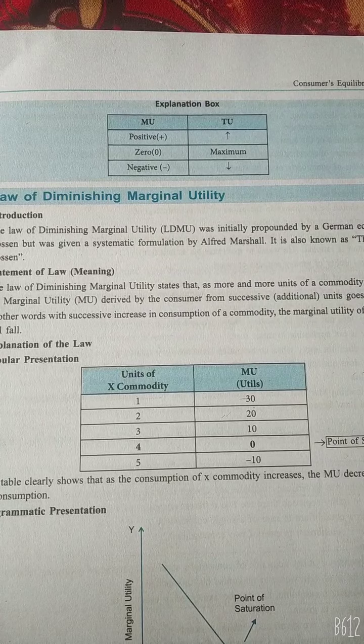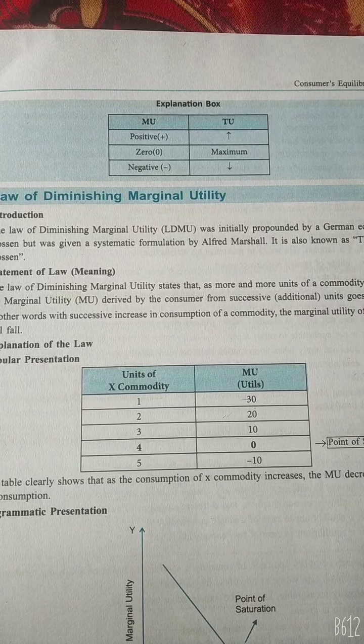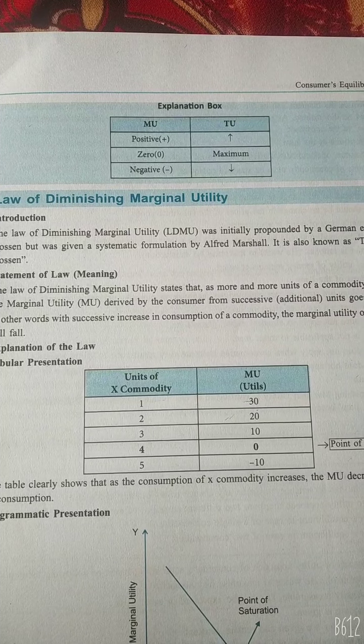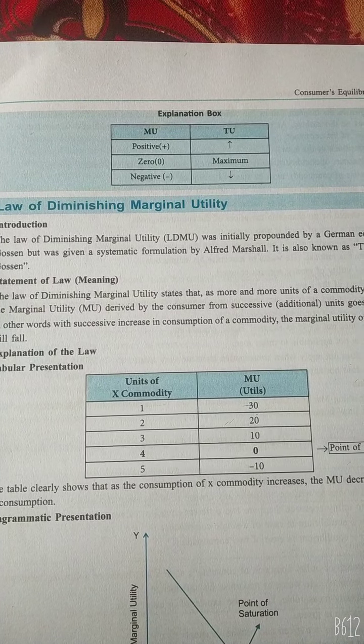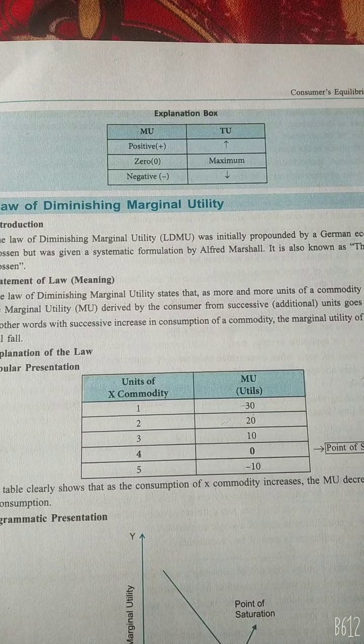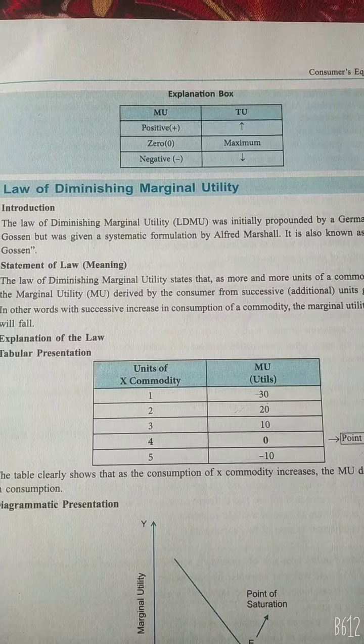If he goes on consuming bananas even after this point of satiety, it may create some trouble for him. It may have an adverse effect on his health, and the marginal utility of the sixth unit becomes negative. So this is what the law of diminishing marginal utility is.